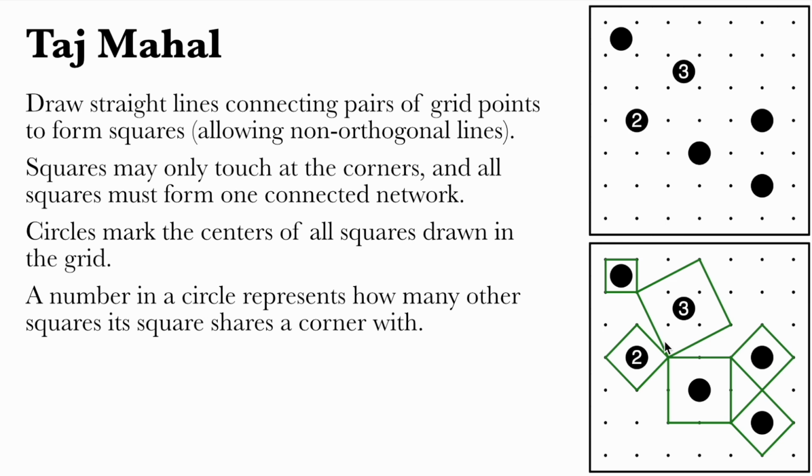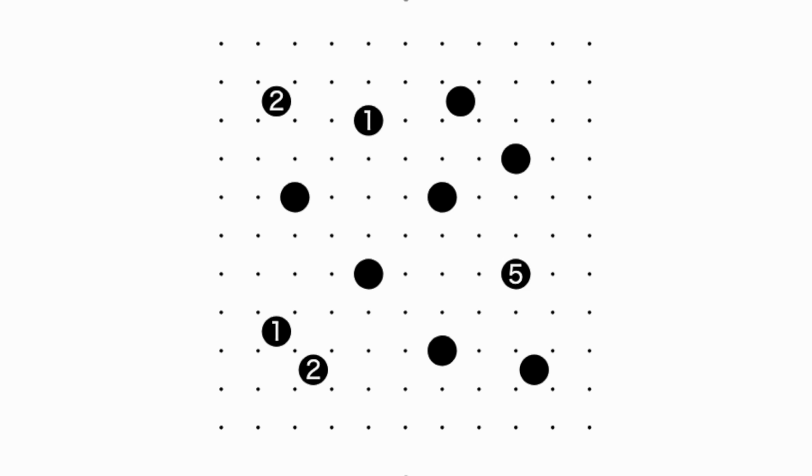This 3 in this big square here is saying that there are 3 other squares that this touches. So it's touching 1 at this corner and 2 at this corner for a total of 3. Those are the rules of Taj Mahal, so it's time to solve a puzzle. Today's Taj Mahal puzzle was set by Shye.